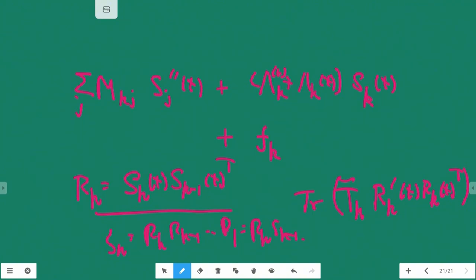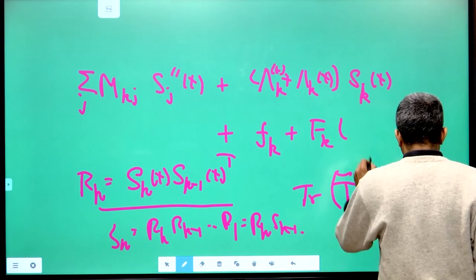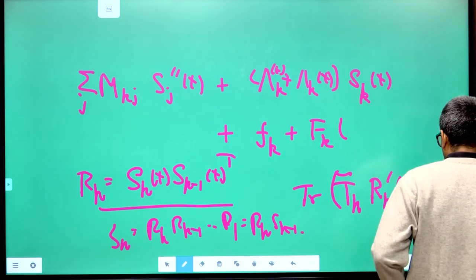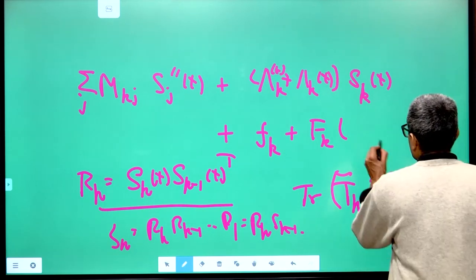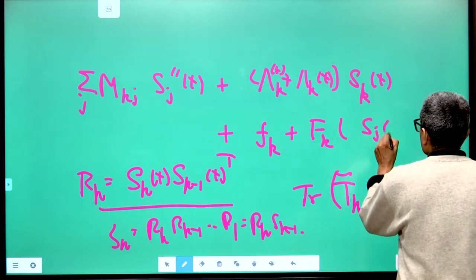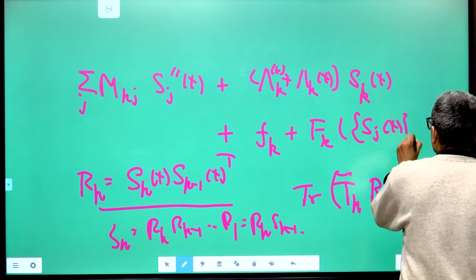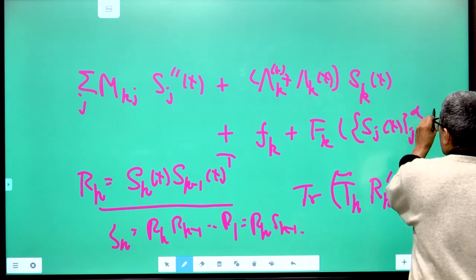You take the variational derivative of this, this will give you a non-linear term. So it will give you some function of all the SJs, some function of all the SKs, j equal to 1 to d, equal to 0.